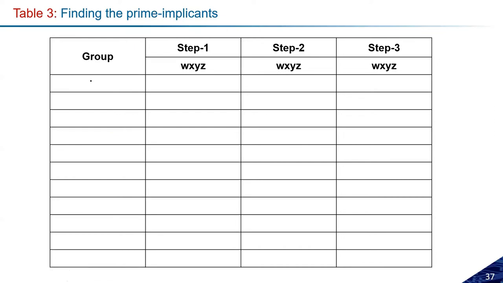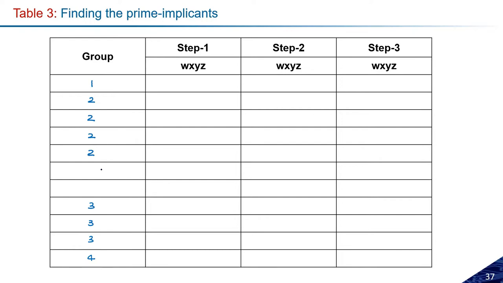The first group had one number, so I will assign group one. There were four numbers in group two. There was one number in group four, and there were three numbers in group three. I have left these two spaces blank. You may ask what is the use of this. I will tell you the importance of this, so please wait. I will tell you why I have left two rows blank here.